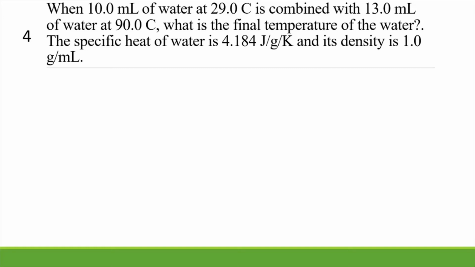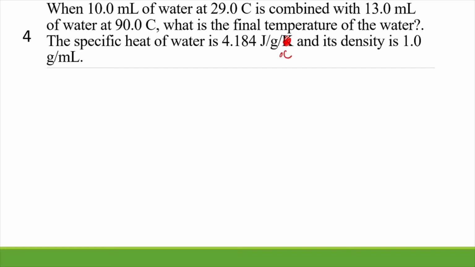Okay, number 4. When 10 milliliters of water at 29 degrees Celsius is combined with 13 milliliters of water at 90 degrees Celsius, what is the final temperature of the water? The specific heat is 4.184 joules per gram degrees Celsius, and its density is 1 gram per milliliter.